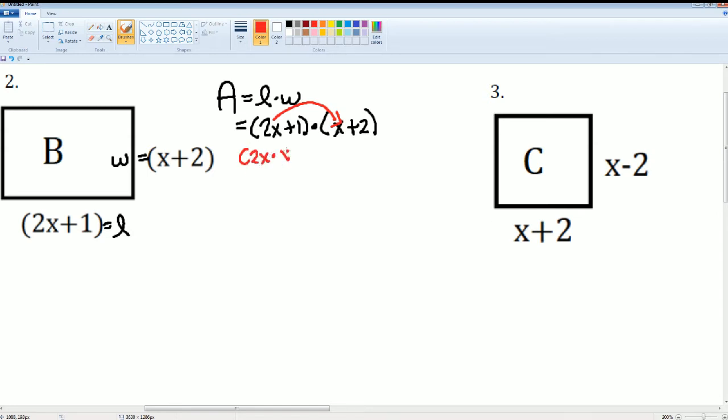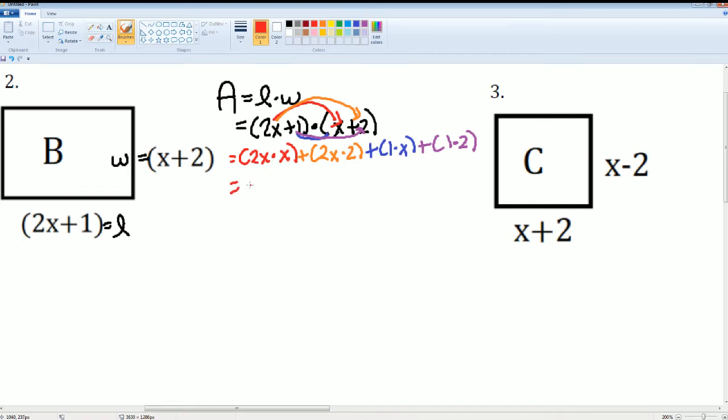2x times x, that's your first. And then you have your outer, 2x times 2. And then you have your inner, which is 1 times x. Then you have your last, 1 times 2. Right? That can get you to simplify.